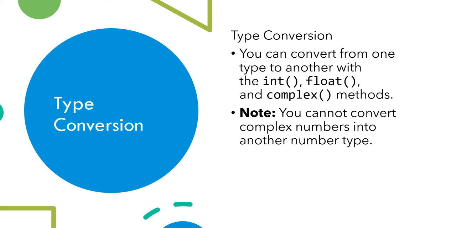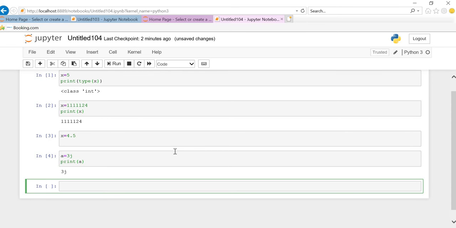Now what we are going to do is type conversion. You can convert from one type to another with the int, float and complex methods. Note, you cannot convert complex numbers into any other number type. So I'm going to show that to you in the code.